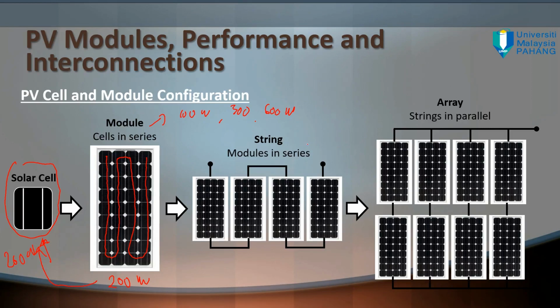Several modules connected in series is called a string, or we call it a PV string. At the solar farm, for example, near the Gambang highway, the LPT highway, when you are going back to Gambang, you can see at the right side of the LPT a lot of strings. There's one line, but many modules, all connected. A lot of PV strings.